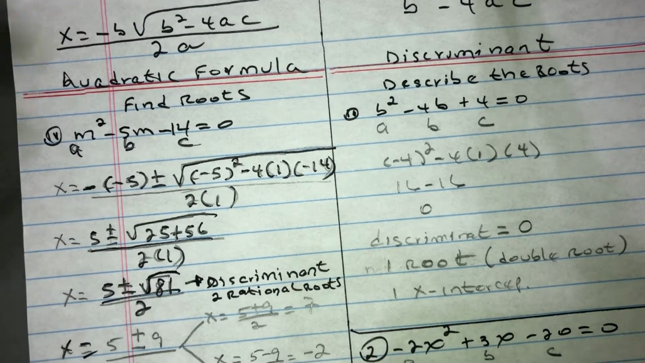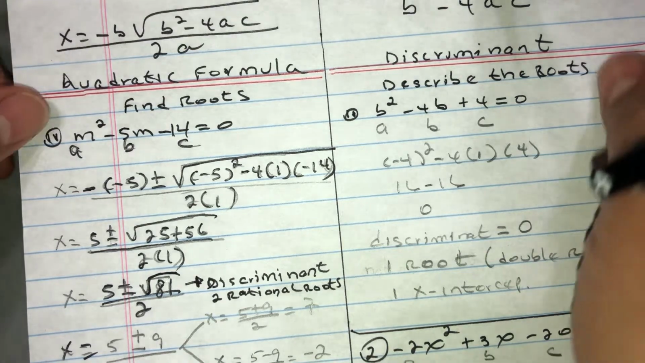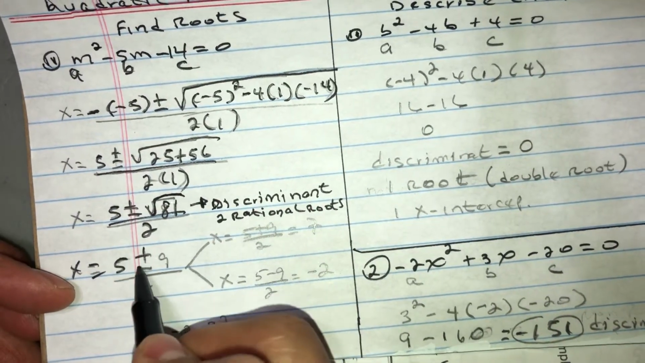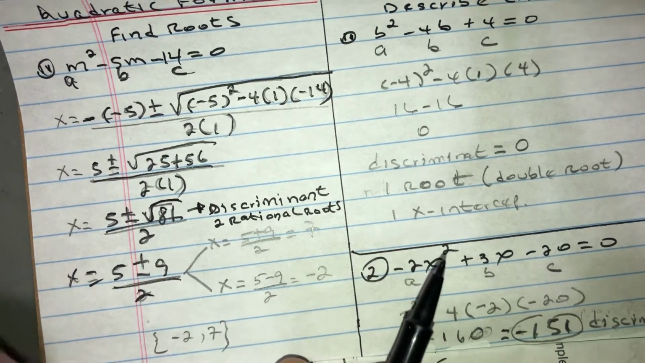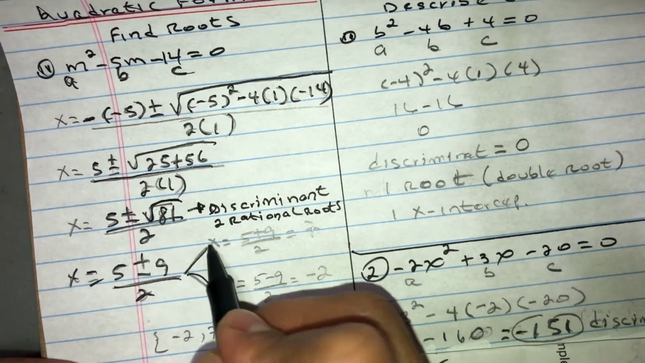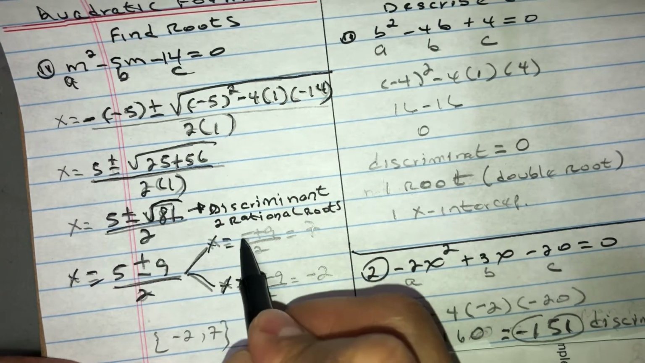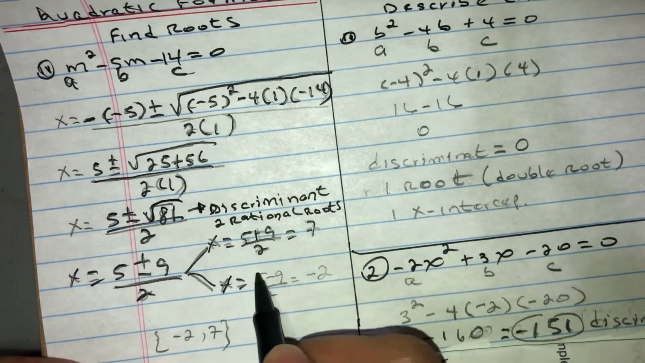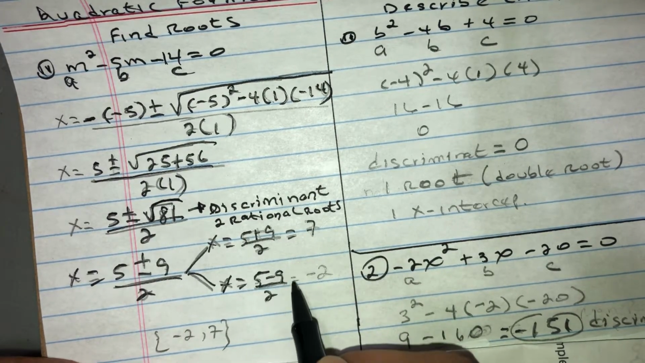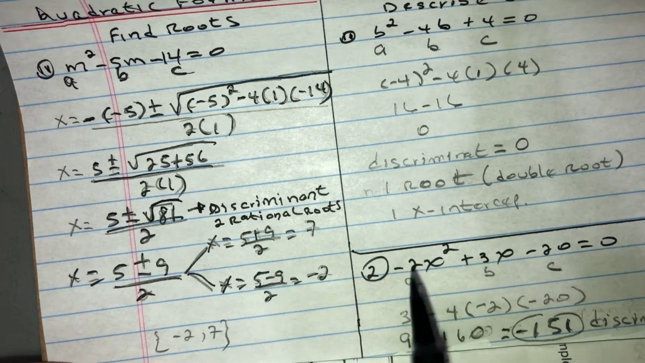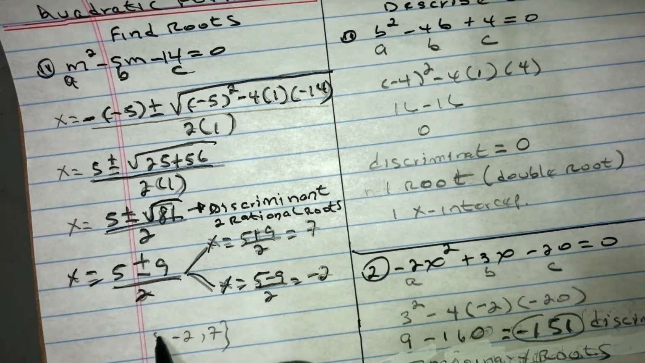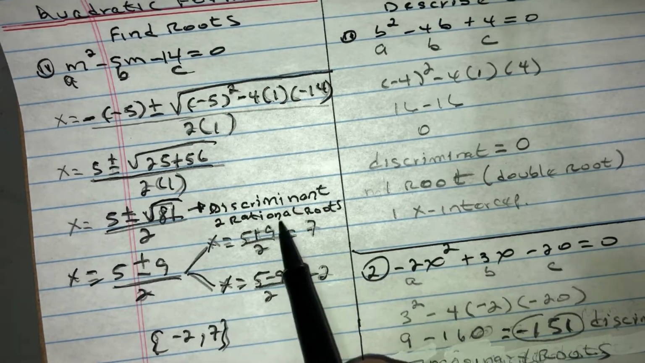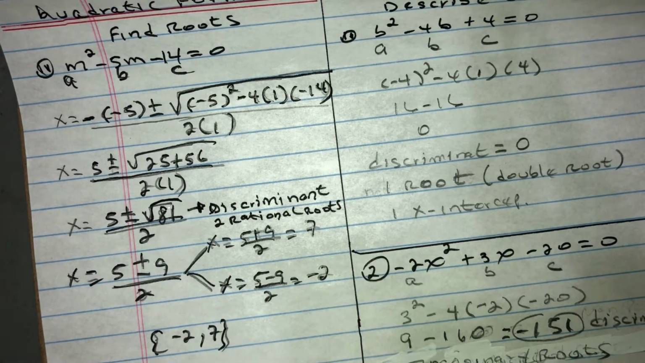Sorry about that, guys. So when I do that, okay, I'll get 5 plus minus 9 divided by 2. And after that, I separate my roots and I do 5 plus 9 divided by 2, which gives me 7. 5 minus 9 divided by 2 will give me negative 2 because 5 minus 9 is negative 4 divided by 2 is negative 2. So my root will be negative 2, okay? And if you notice, there's 2 rational roots because you have negative 2 and 7, okay?